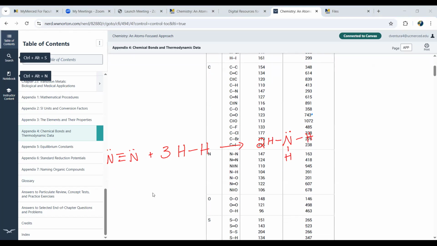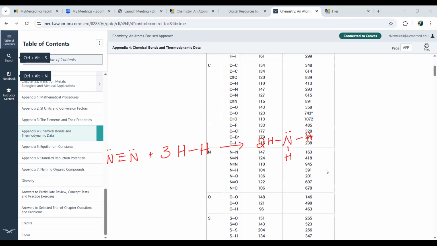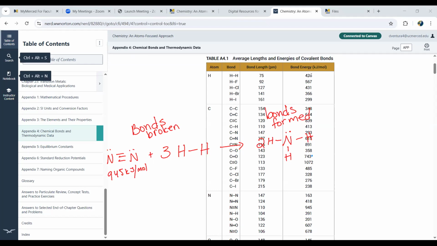I always over-enroll. All right, so the N triple bond N is 945 kilojoule per mole. So 945 kilojoule per mole, that's the bonds broken, right? We break the bonds in the reactant. And then bonds formed. So now I'm looking for an H-H single bond. And I see it's 436 kilojoule per mole. So that's 3 times 436 kilojoule per mole. Okay, so delta H of the reaction equals the sum of bonds broken minus bonds formed multiplied by their mole value. I don't know why I started to rewrite the equation.